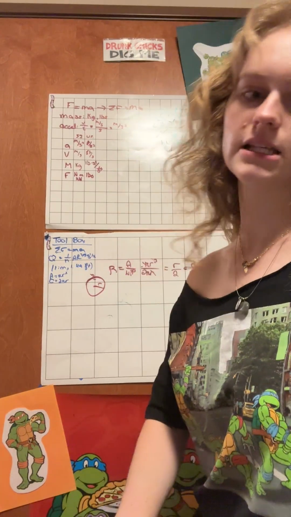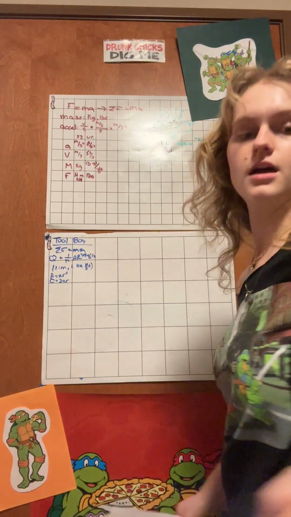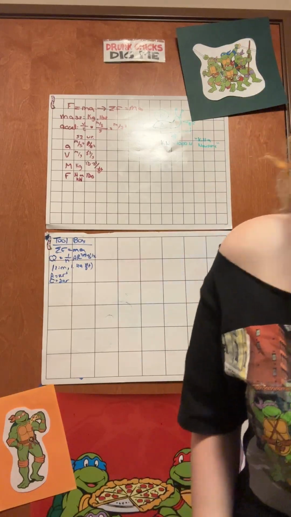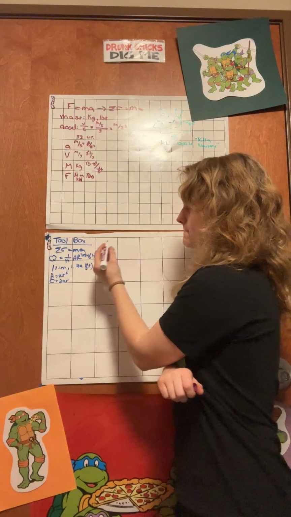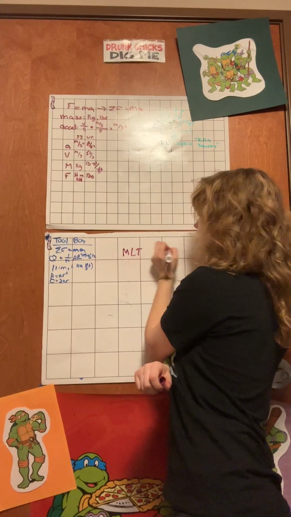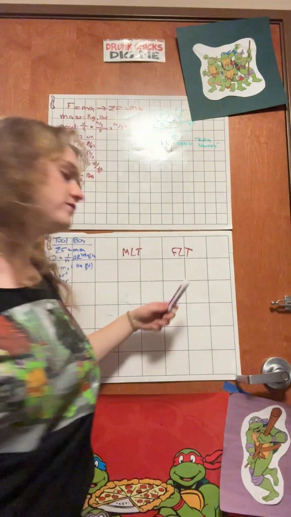So we have radius for pipes if we need to solve that. Oh, okay, now we have our MLT and FLT. Oh, what? What's an MLT? Oh my gosh. Well, let me tell you. MLT, FLT. Mass, length, time. Force, length, time. Trust. So, these are dimensions.